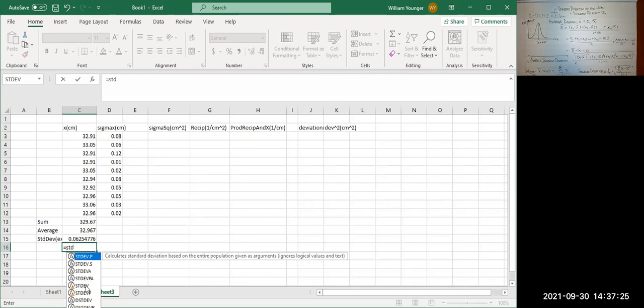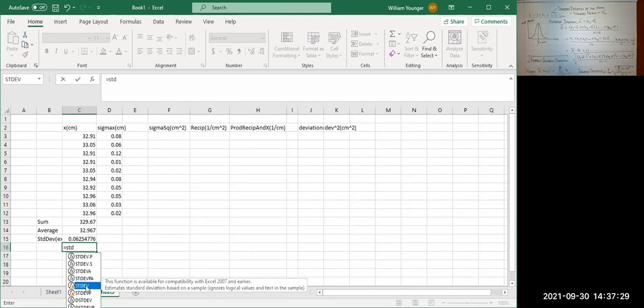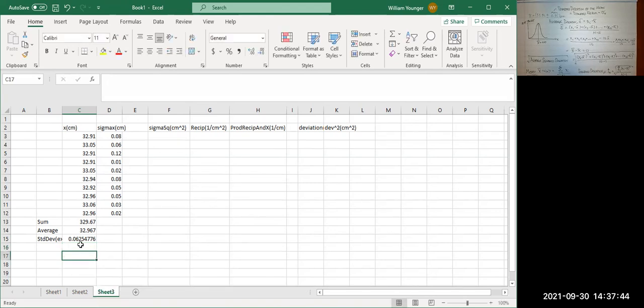But what does this say? That's the one I ended up using. This function is available for compatibility with earlier versions, estimate standard deviation. Yeah, so I guess that's okay. It might not have hurt to use one of the newer ones, the .P or something like that. But anyways, that's that. So the standard deviation of this is evidently 0.6.